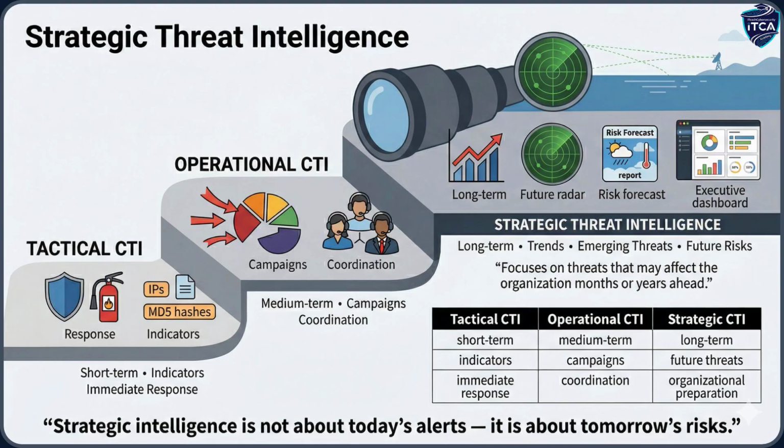Strategic threat intelligence focuses on the long term. It looks at trends, emerging threats, and future risks that may impact an organization months or even years from now. Unlike tactical and operational intelligence, strategic intelligence is not time-critical and is not focused on individual indicators like IP addresses or malware hashes. Instead, it asks a forward-looking question: what threats should we prepare for in the future?